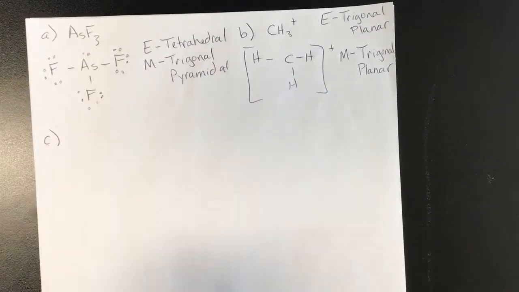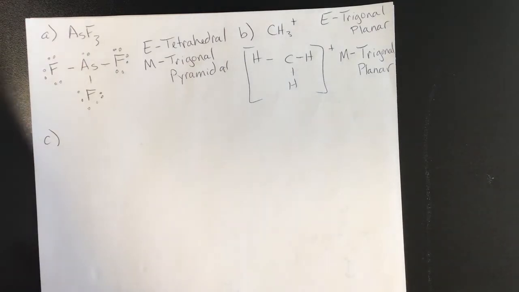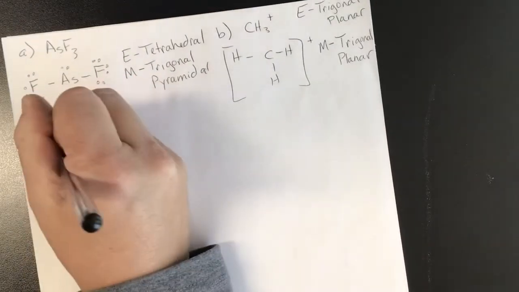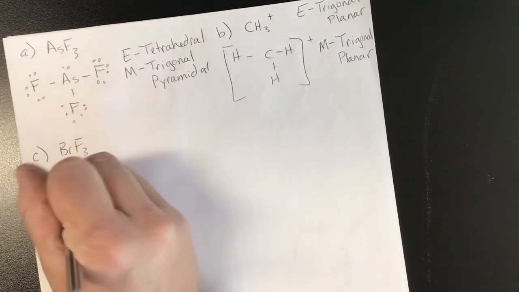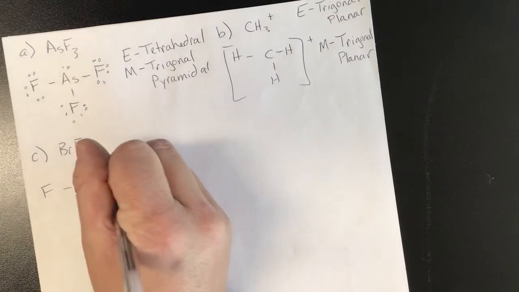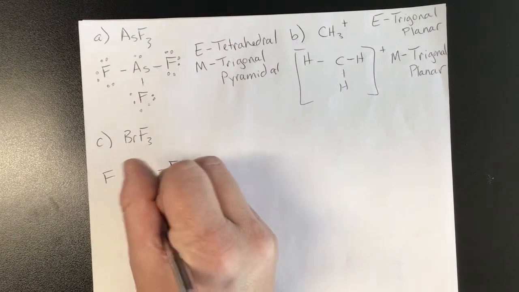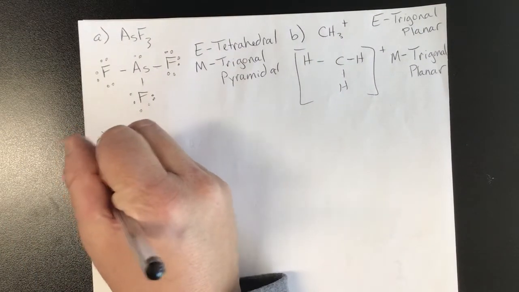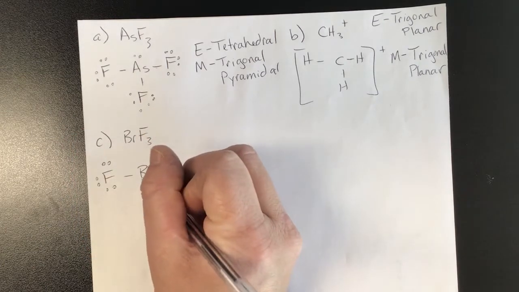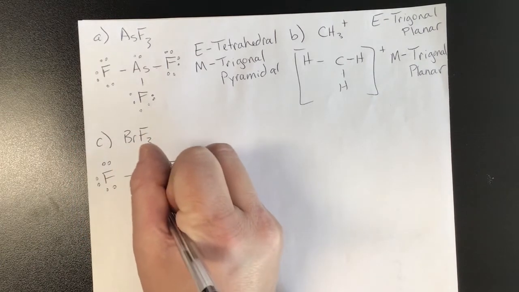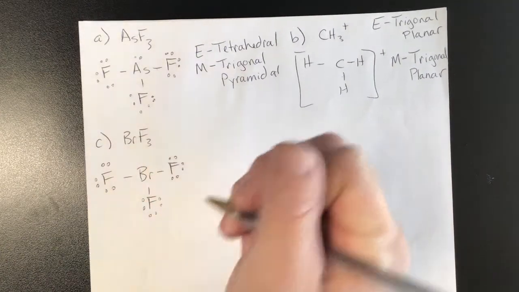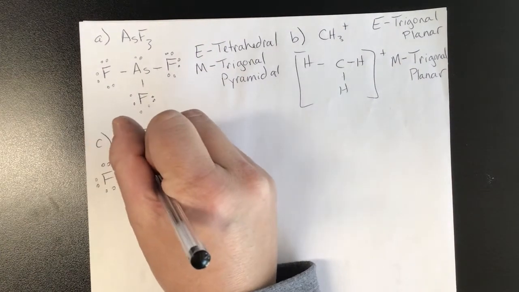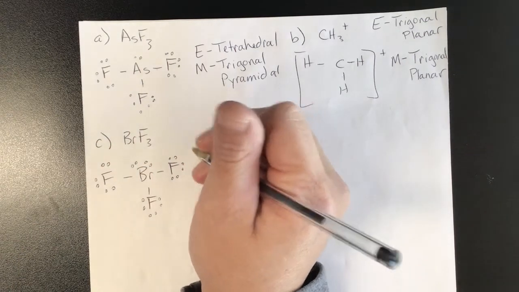Okay, for C, we have BrF3. So Br is going to be in the middle, and then we have our fluorines on the outside. Okay, and then we put our lone pairs in. So in this one, we're going to have 4 electrons left over after we put our electrons on the outside atoms. So we'll have 2 lone pairs on the central atom.